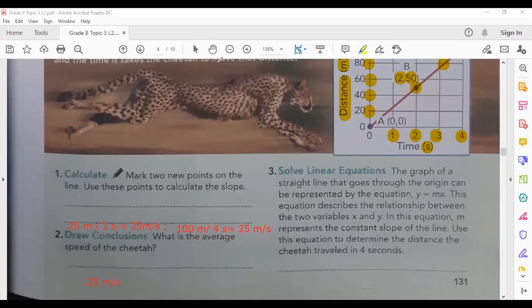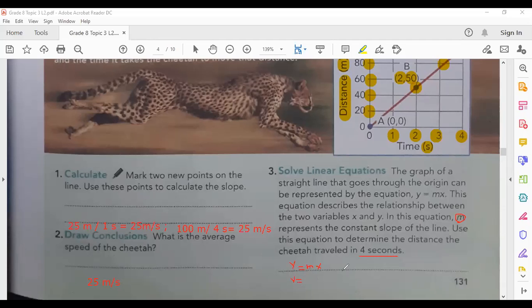y equals mx. What is the meaning of m? M is the slope. Yes, this equation describes the relationship between the two variables x and y. In this equation, m represents the constant slope of the line, which is the 25. What did we get? 25. Use this equation to determine the distance, which is y, the cheetah traveled in 4 seconds.